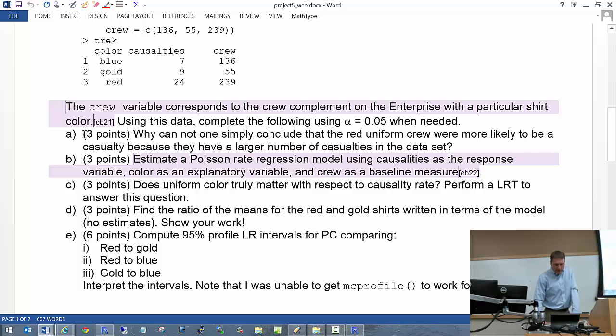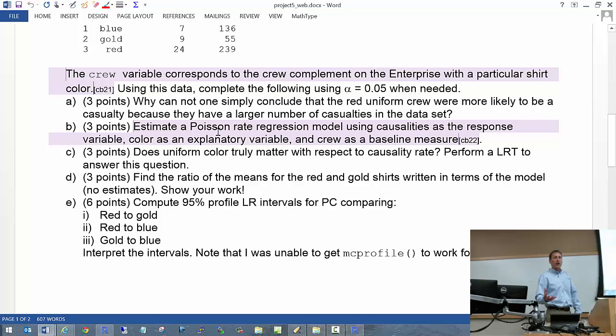Okay, so problem A. Why can't one simply conclude that the red uniform crew members were more likely to be a casualty because they have a larger number of casualties in the data set? Obviously, 24 casualties is the most of all the different colors. Why can't one just conclude that red typically has more casualties? This should be a very easy question to answer. Just think about it for a minute if you don't know the answer right now. It gets into the heart of what we're doing with Poisson rate regression models.